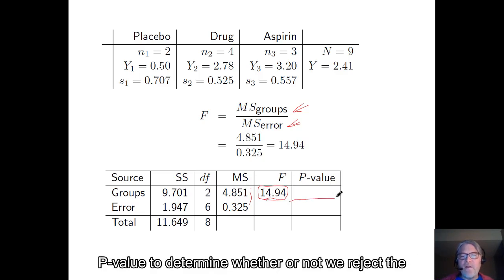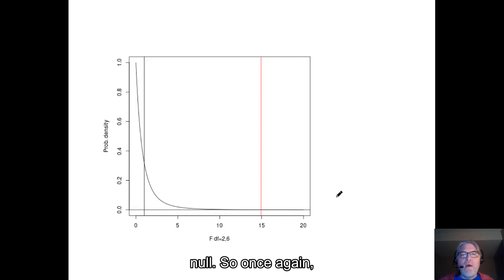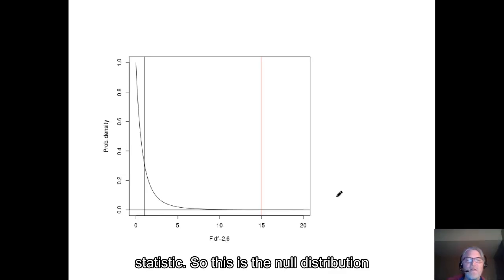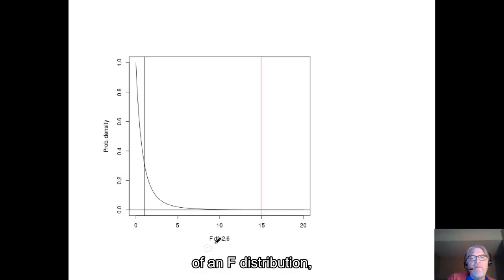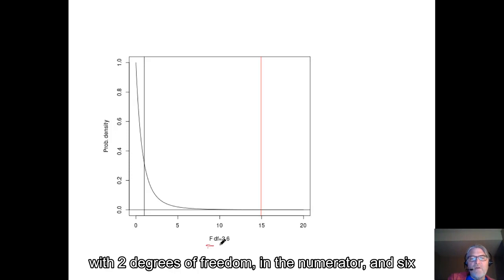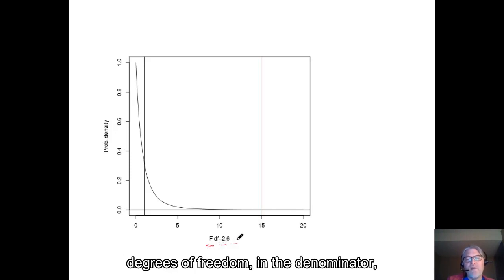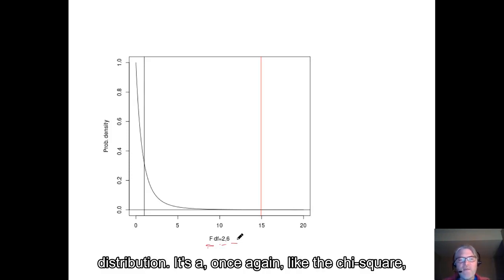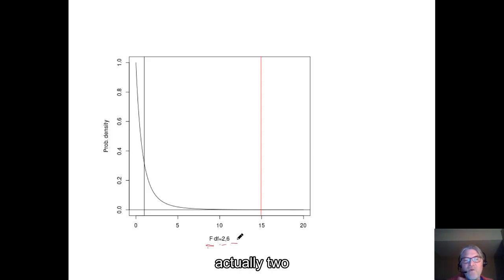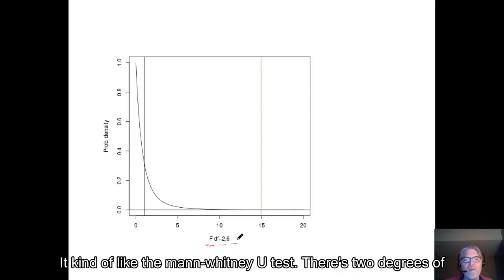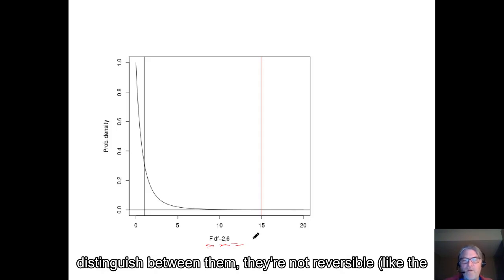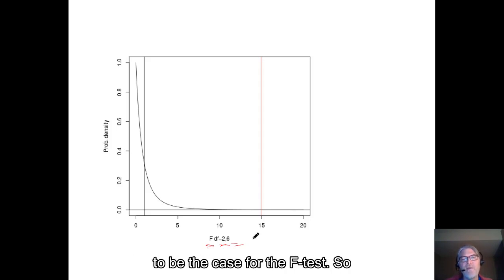Now we want to calculate the p-value to determine whether or not we reject the null. So once again, in order to calculate a p-value, we compare it to the null distribution of the test statistic. This is the null distribution of an F distribution with 2 degrees of freedom in the numerator and 6 degrees of freedom in the denominator. The F distribution, like the chi-square, is a family of distributions, but now there are 2 dimensions to it, kind of like the Mann-Whitney U-test. There are 2 degrees of freedom, one for the numerator and the second for the denominator. And you do have to distinguish between them. They're not reversible. The Mann-Whitney table was reversible. That's not going to be the case for the F-test.